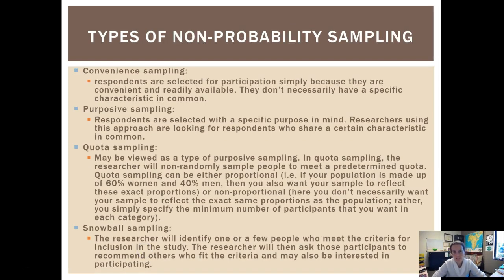Now, there are different types of non-probability sampling and different types of probability sampling, and we're going to go through a few for each. So the major types of non-probability sampling are convenience sampling, purposive sampling, quota sampling, and snowball sampling. Those are the four main ones. Convenience sampling refers to when researchers select certain participants simply because they're convenient and they're readily available.